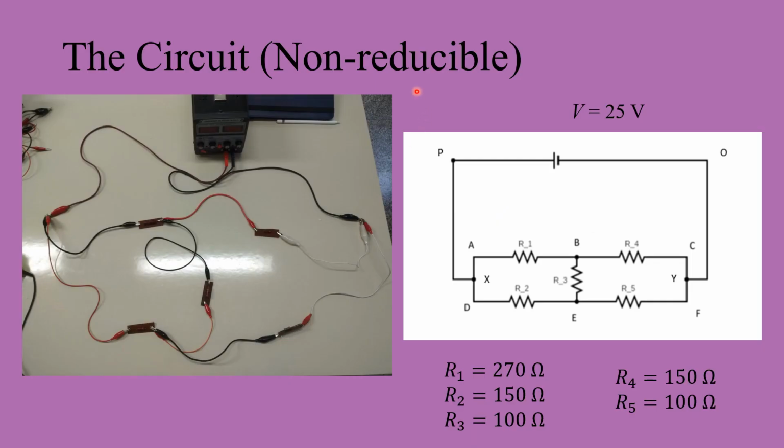So this is the circuit I used. As you can see, this is a non-reducible circuit, which means we cannot reduce this circuit to a more basic one using parallel or series configurations. And this is the diagram. These are the resistor values I used, and the power supply was set to be 25 volts.